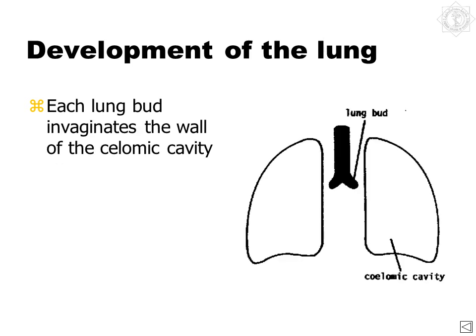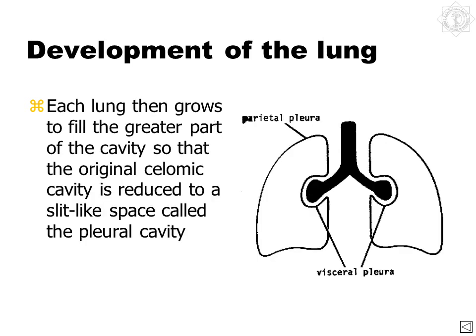Each lung bud invaginates through the wall of the coelomic cavity, as we mentioned in the embryology lectures. Each lung then grows to fill the greater part of the cavity, so that the original coelomic cavity is reduced to a slit-like space called the pleural cavity.